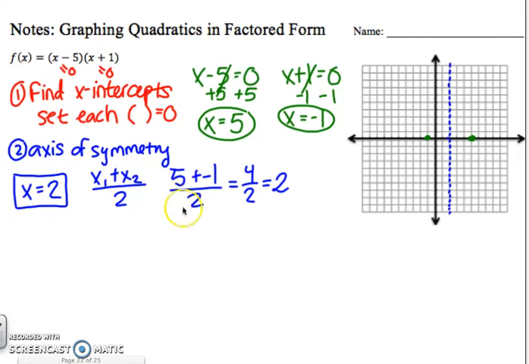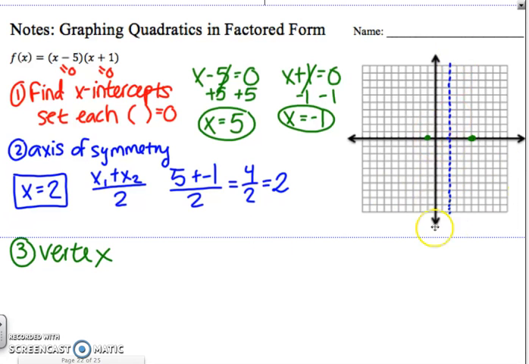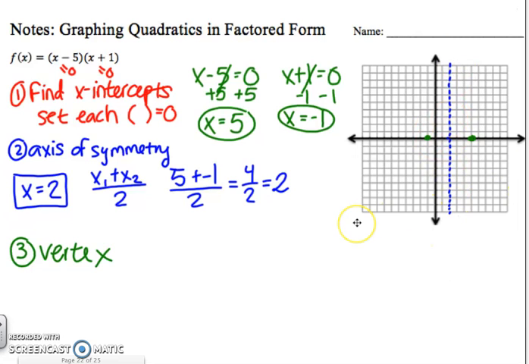Okay? So the third and last thing is you need a vertex, so you can connect that parabola with 3 things. Now, your vertex is going to be on this dotted line somewhere, but we need to figure that out. So the good thing is you already have the x part of your vertex, okay? Because the axis of symmetry is the x part. You just need to find the y part. And to do that, you substitute into the equation.